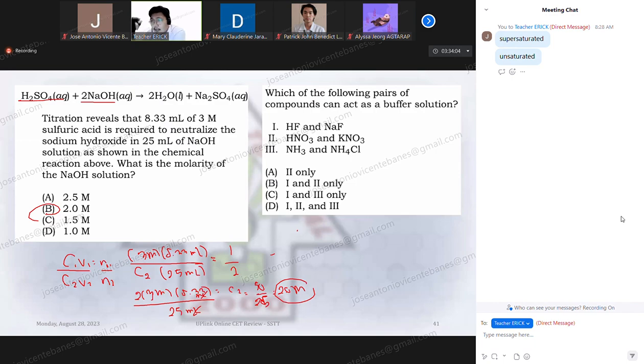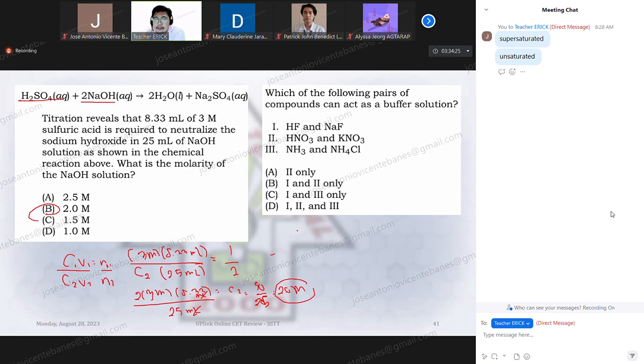Okay. Now, which of the following pairs of compounds can act as a buffer solution? Like I said earlier, do we have an idea on how to know which is the weak and strong acid? As I've said, you have to familiarize yourself with this one.